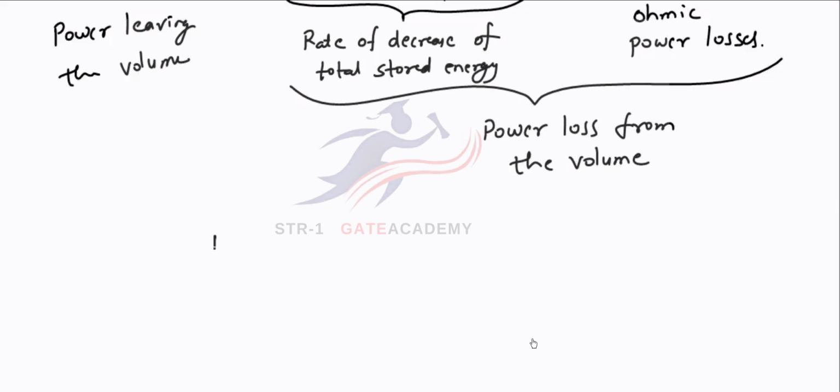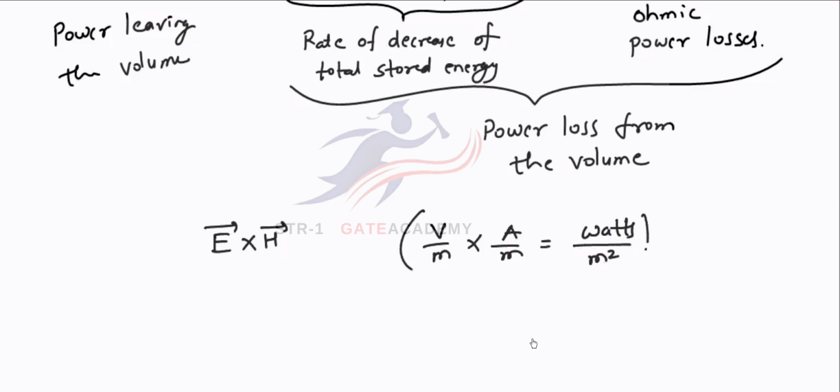And here this E vector cross H vector, if you check its dimensions, the dimension of electric field is volt per meter, and the dimension of H vector is ampere per meter. So this becomes volt ampere per meter square, and volt ampere is nothing but watt. So watts per meter square, which is nothing but power density. And this is denoted by a vector called P vector, which is called as Poynting vector.